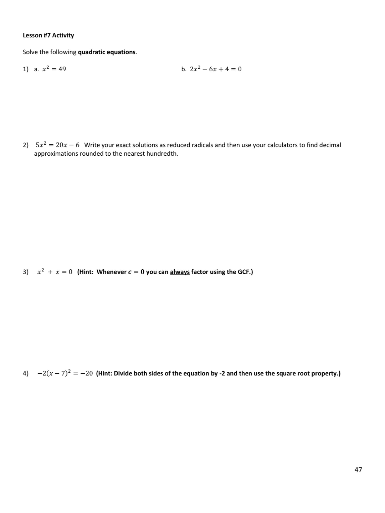This is the lesson activity for lesson number 7 for college algebra. Solve the following quadratic equations. So for number 1, because there's no x term, I'm going to use the square root property. So I'm going to square root both sides. The square root of x squared is the absolute value of x. The square root of 49 is 7. So it has to be that x is plus or minus 7.